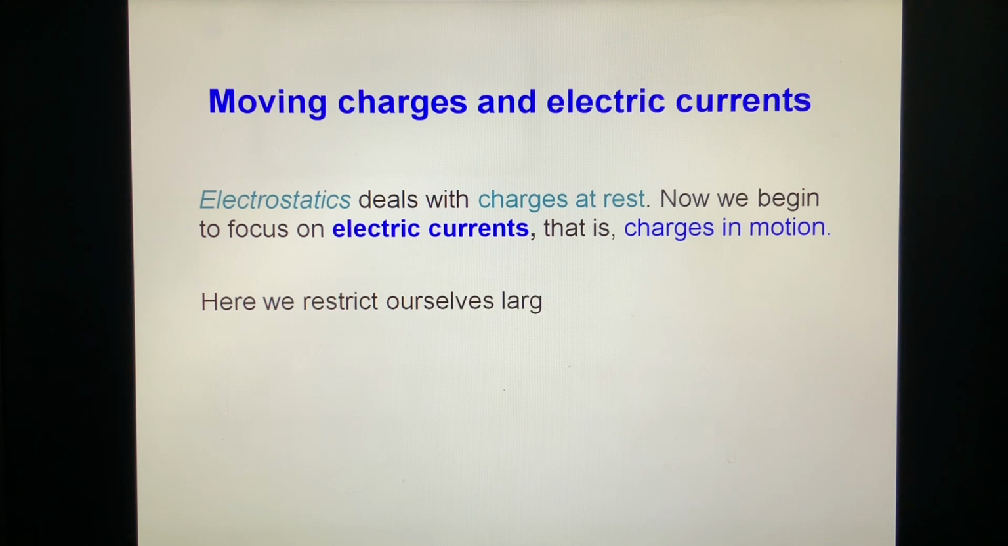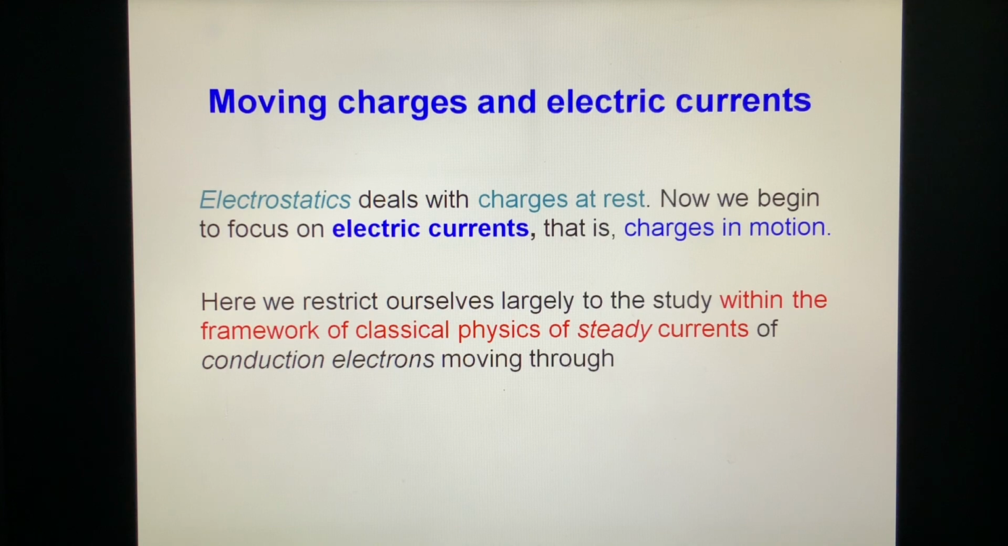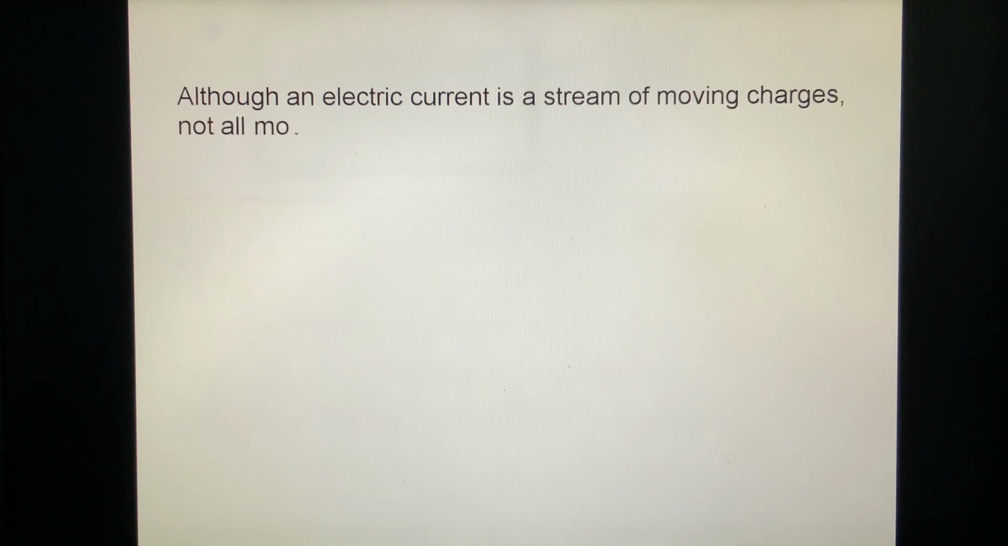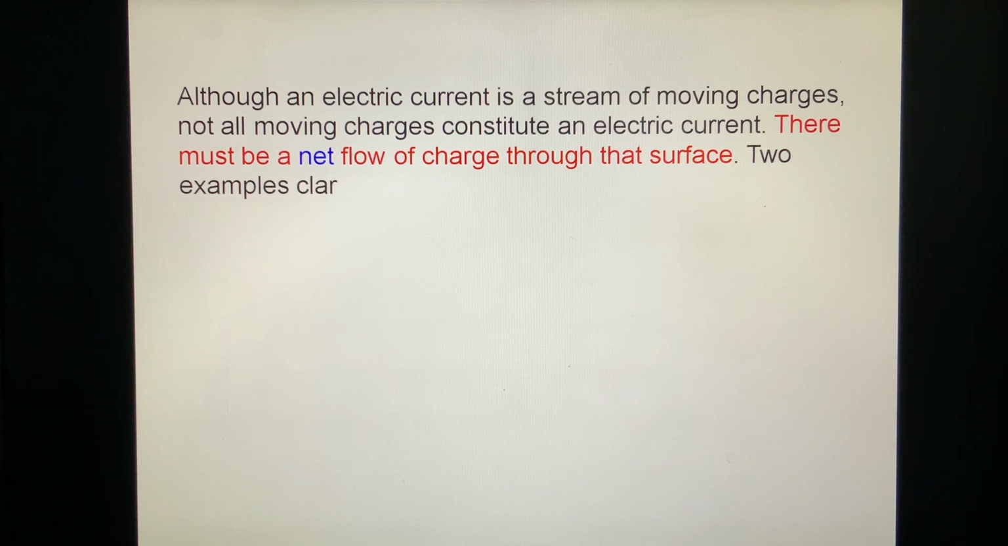Here we restrict ourselves largely to the study, within the framework of classical physics, of static currents of conduction electrons moving through metallic conductors such as copper wires. Although an electric current is a stream of moving charges, not all moving charges constitute an electric current. There must be a net flow of charge through that surface. Two examples clarify our meaning.